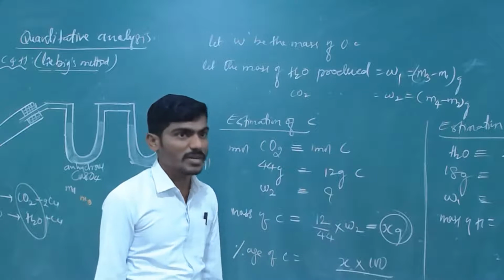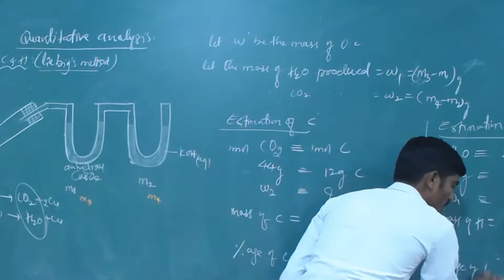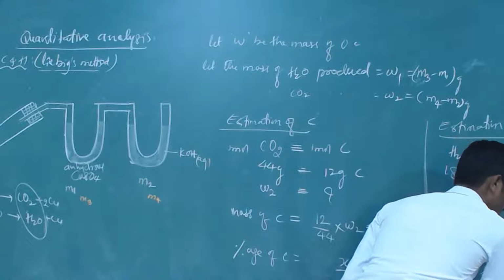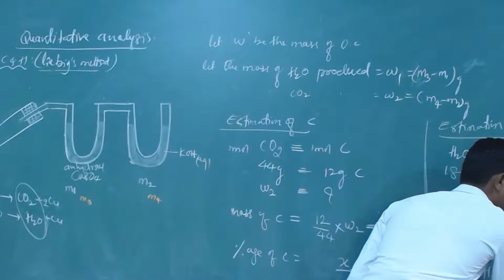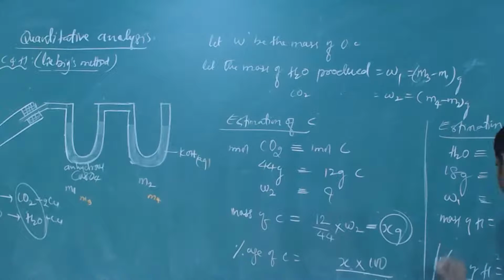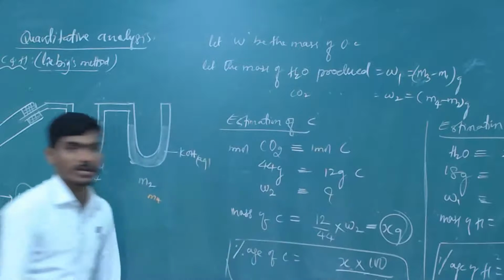Then the percentage of hydrogen in the given compound is directly Y by W into 100. So Y by W into 100. This is the percentage. Note this formula, the final formula. The formula is required.